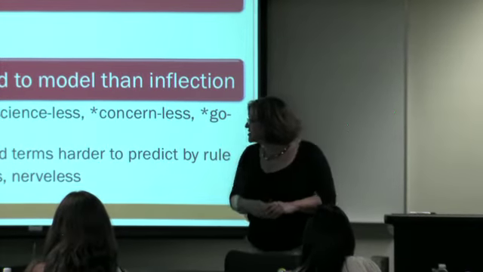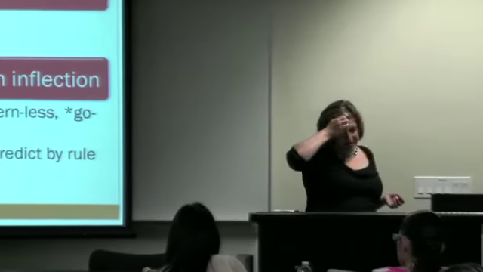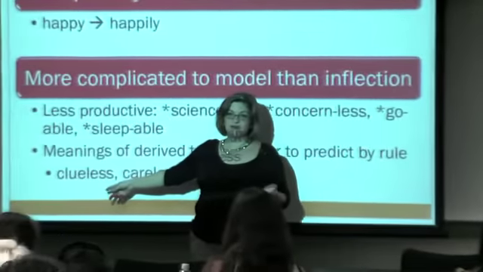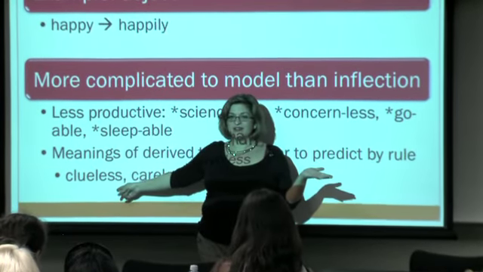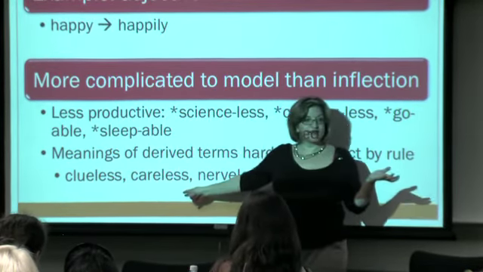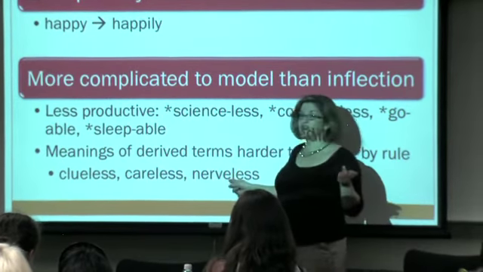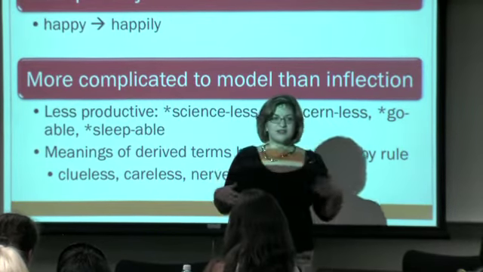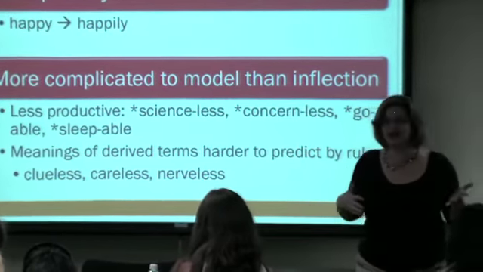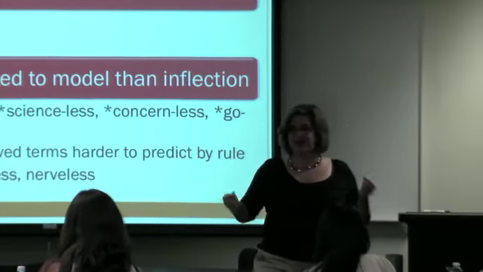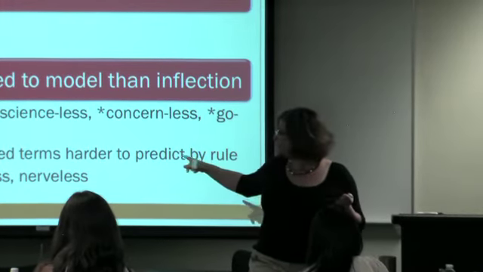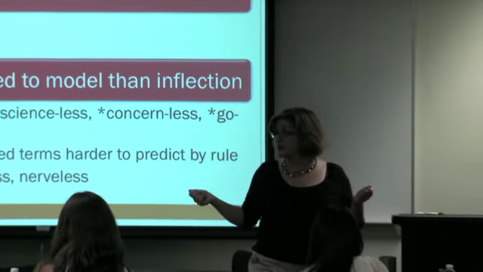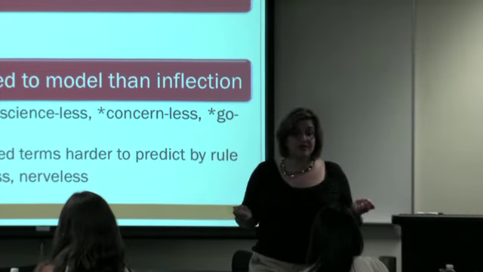The other thing also is that some of the meanings are hard to predict just by the rule. So clueless, what does that mean? Without a clue. Careless, without a care. Nerveless. Right, but when we say that someone doesn't have the nerve to do something, it means they can't do it. But if someone's nerveless, it's like they've got nerves of steel. So what we find is that with the derivational suffixes, it's a good rule of thumb for inferring the meanings, but it doesn't always work.